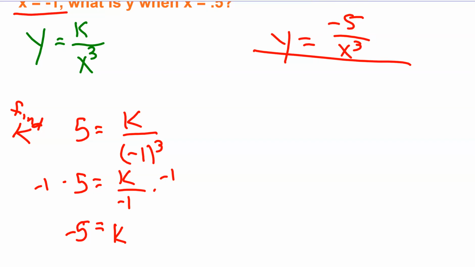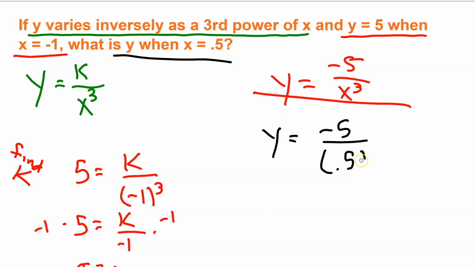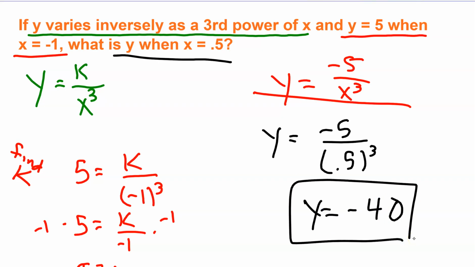Now I'm going to answer the third part of this problem. What is y when x is 0.5? So I want to find y when x is 0.5 cubed. And y ends up to be negative 40. So again, I'm looking for this, this, and this.